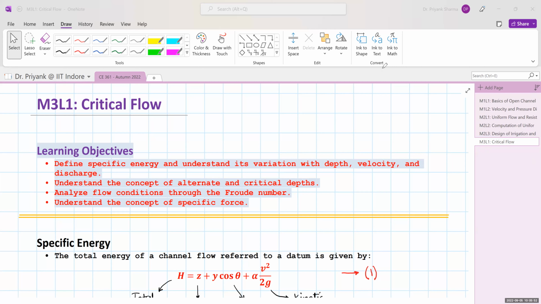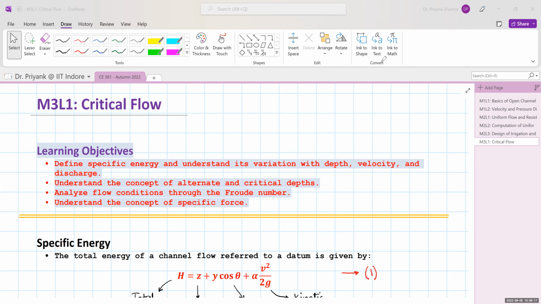So our learning objectives are: we'll be defining the specific energy and we'll explore its variation with depth, velocity and discharge. We'll understand what alternate depths and critical depths are. We'll also analyze how the flow can be categorized based on the Froude number, and we'll finally understand the concept of specific force.